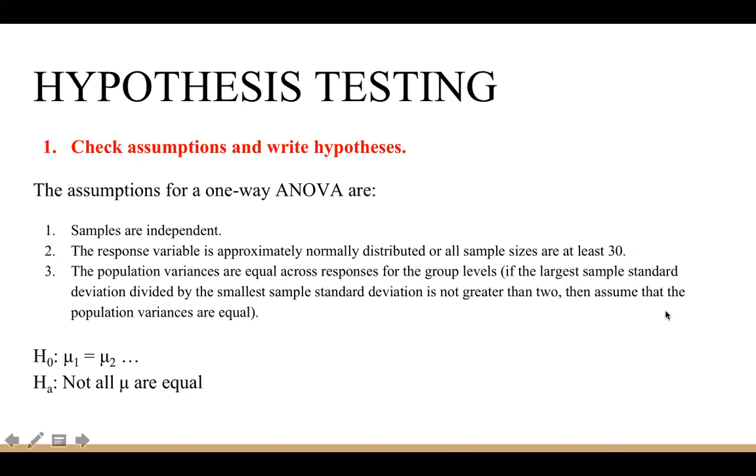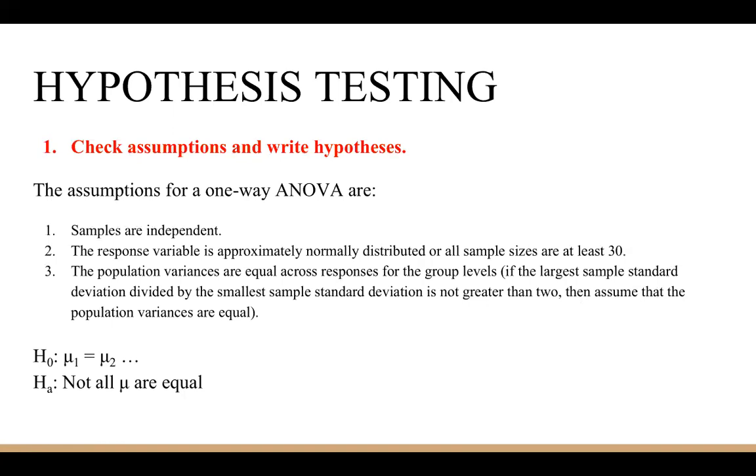And then your third assumption is that the population variances are equal across responses for the group levels. So you're just checking that the population variances are equal. So it's just really comparing the standard deviations to one another.